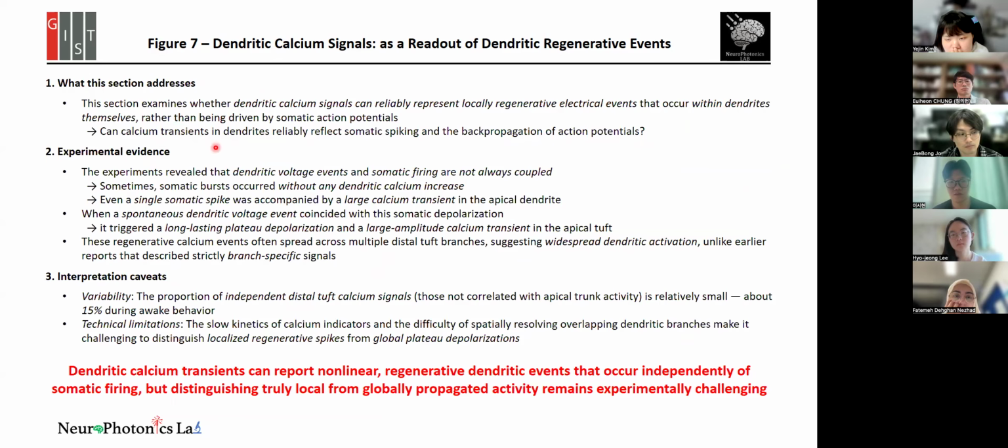And this section examines whether dendritic calcium signals can reliably represent locally regenerative electrical events that occur within dendrites. And by this experimental evidence, we can conclude dendritic calcium transients can reflect non-linear regenerative dendritic events that occur independently of somatic firing, but distinguishing truly local from globally propagated activity remains experimentally challenging.